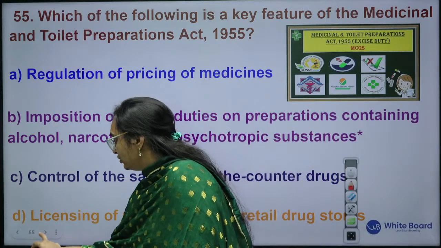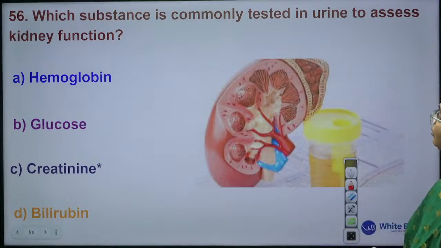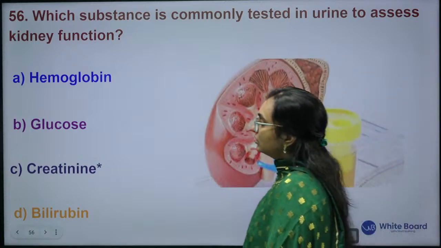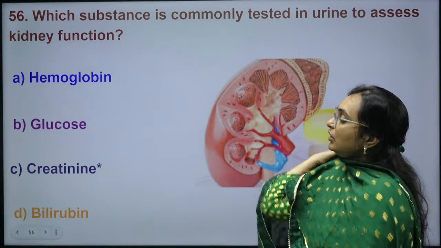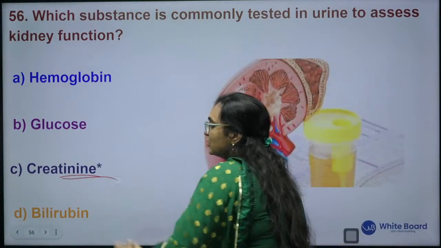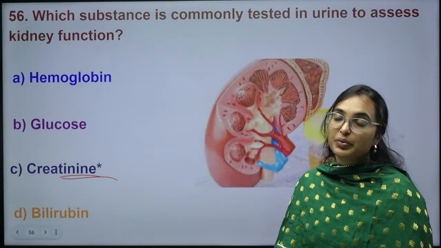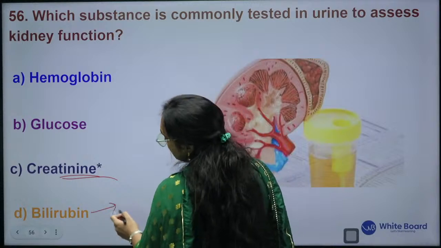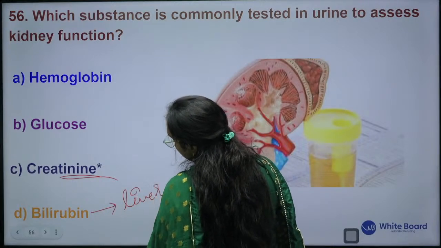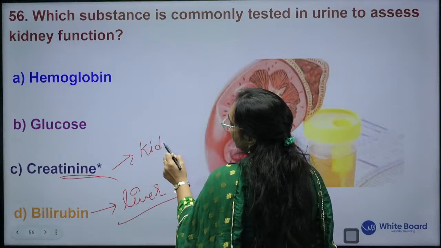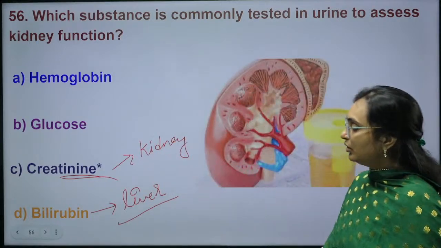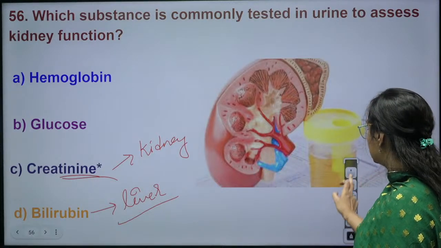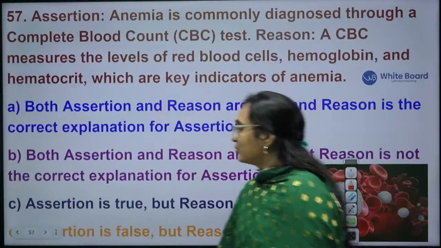Next question. Which substance is commonly tested in urine to assess kidney function? To assess kidney function, creatinine levels are measured. High creatinine levels implicate renal dysfunction. Bilirubin levels are to see the liver condition. Creatinine is to check the kidney condition. Bilirubin is for the liver, creatinine is for the kidneys. So for kidney function, answer is C. Next question.